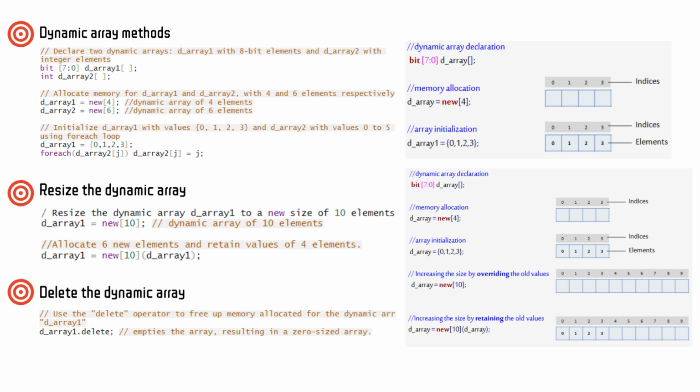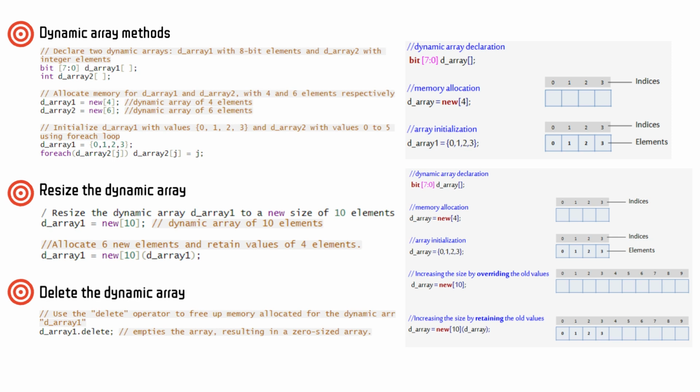bit [7:0] the_array1[]; int the_array2[]; the_array1 = new[4]; the_array2 = new[6]. In this example, the_array1 is a dynamic array of 4 elements and the_array2 is a dynamic array of 6 elements.